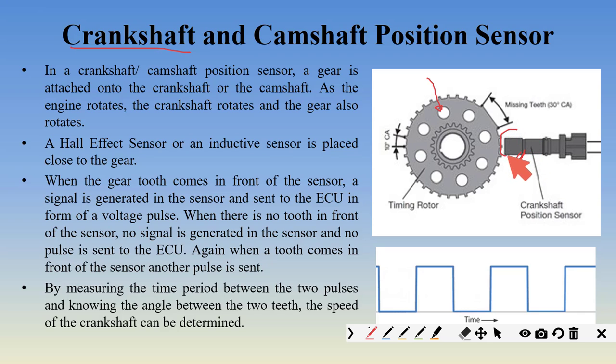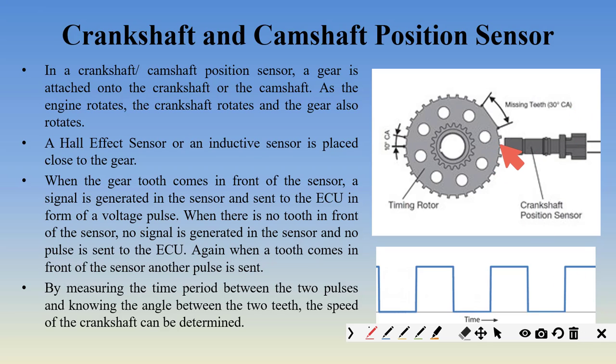This sensor senses these teeth. This can be an eddy current type sensor or inductive proximity sensor. It can be either one of the two. That doesn't matter, but it will sense these teeth. So what happens? When this tooth comes in front of this sensor, it will sense this tooth, right? It will send a signal to the ECU that I have sensed a tooth.